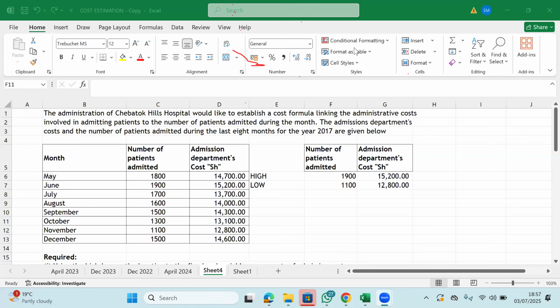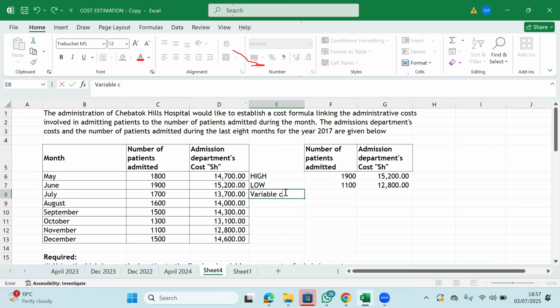So from here, can we determine our variable cost? What did we say about our variable cost? We said variable cost is determined from change in y over change in x. That is actually the first approach. Maybe I'll also talk about how we can get it without going the long way. So what is our change in y? Basically our change in y is change in the cost. Our highest was 15,200 and the lowest was 12,000. So that is our change in y. We divide by change in x, 1,900 minus 1,100. And you should be having your variable cost from there.